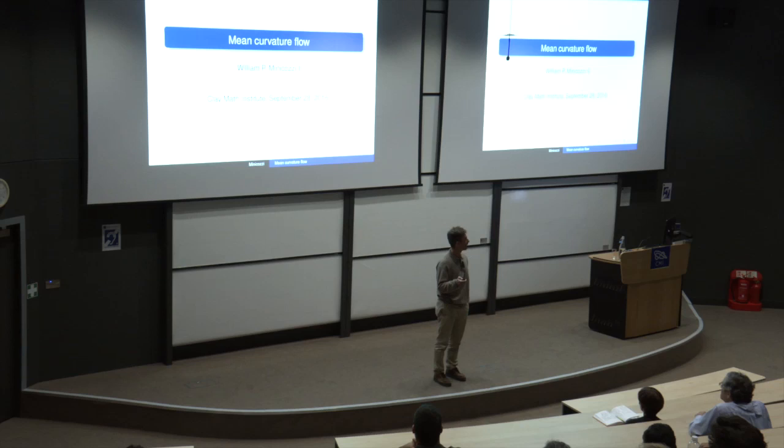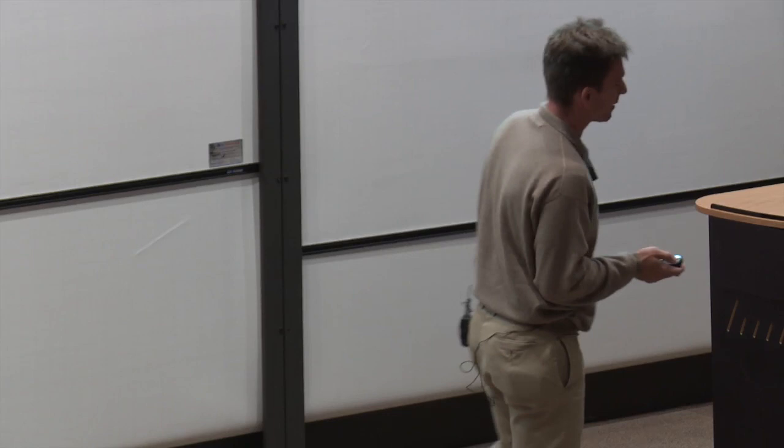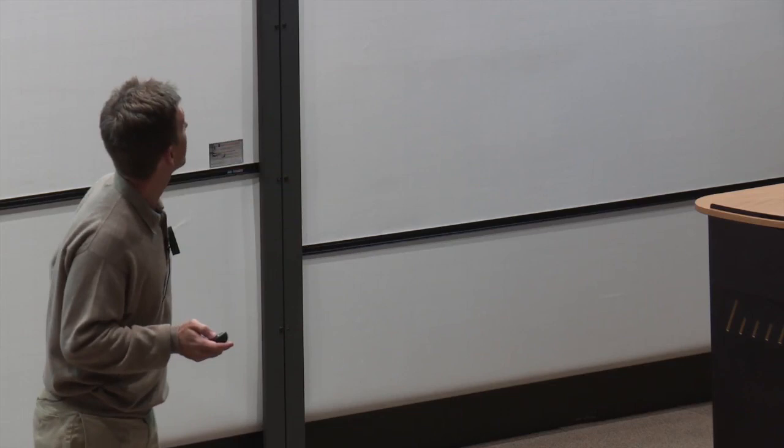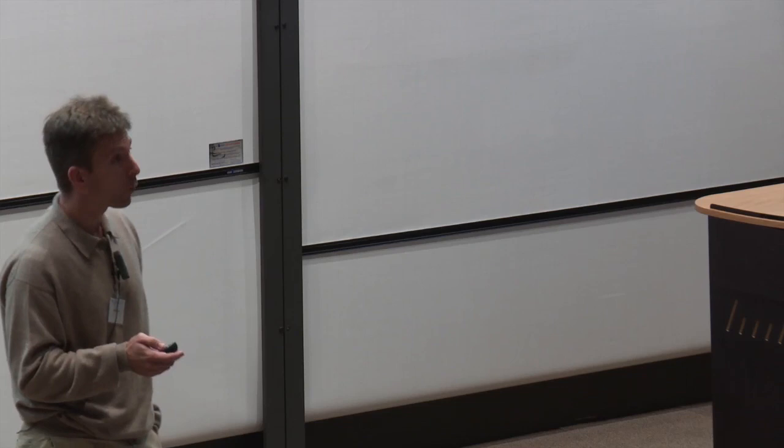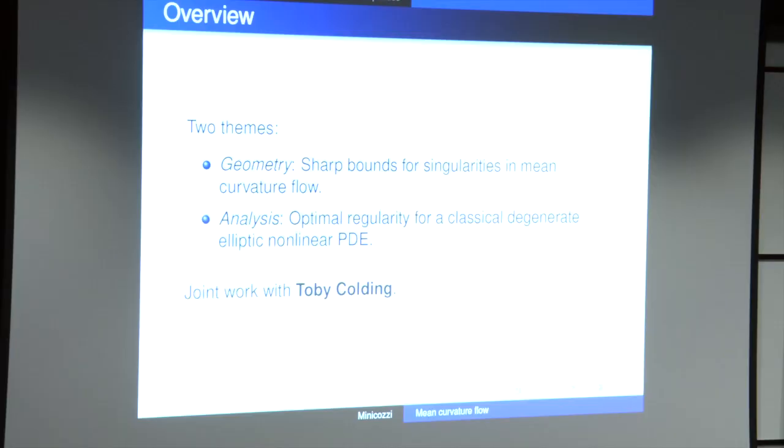Okay, so a couple of themes that I want to emphasize in this talk. Geometrically, I'd like to talk about some sharp bounds on singularities in the curvature flow, and from a similar viewpoint, in analysis, I'd like to talk about optimal regularity for a classical degenerate elliptic nonlinear partial differential equation. So I'm going to touch on the work of many people in this talk. My own work that I'll talk about here is all joint with some people.